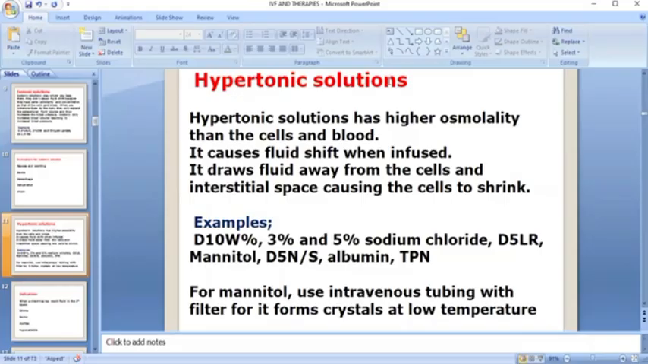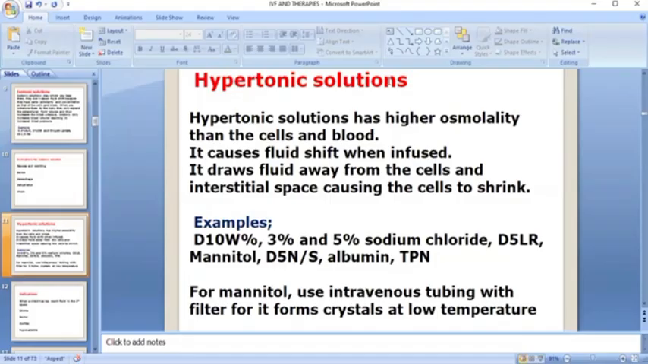Example, we have dextrose, 10% dextrose water, 3% sodium chloride, that is normal saline, 5% normal saline. We also have D5 water in lactated ringers. Remember that ringers lactate is what? Isotonic. But when you add 5% dextrose water, it becomes hypertonic. We have mannitol. We have D5 also in normal saline. We have albumin. We have TPN. These are examples of hypertonic solutions.